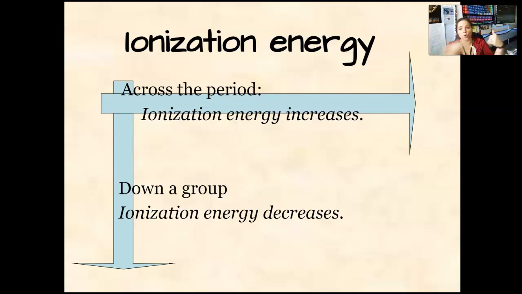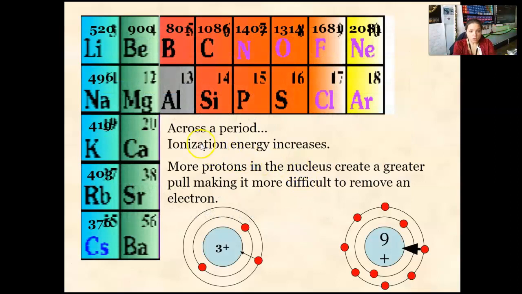As you go across, because you have more electrons, it takes more energy, so the ionization energy is going to increase to lose those electrons. As you go down, it decreases because as you get farther and farther away from the nucleus, you have less of a hold on it, so you need less energy to get rid of those electrons. So across a period, ionization energy increases.